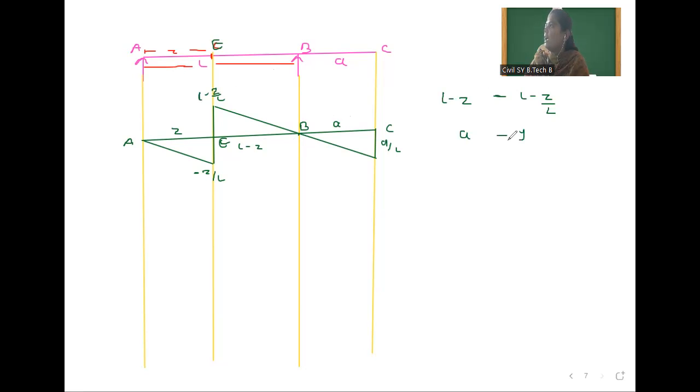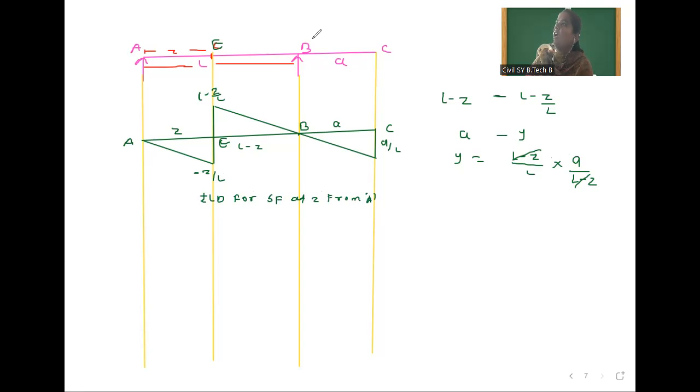Suppose Y, so Y is equal to L minus Z divided by L into A divided by L minus Z. The A goes in the multiplication and the L minus Z in the division. So this L minus Z and this L minus Z cancel. So what is remaining? A by L. That's why A by L is written here. So this is the ILD for shear force at Z from A.